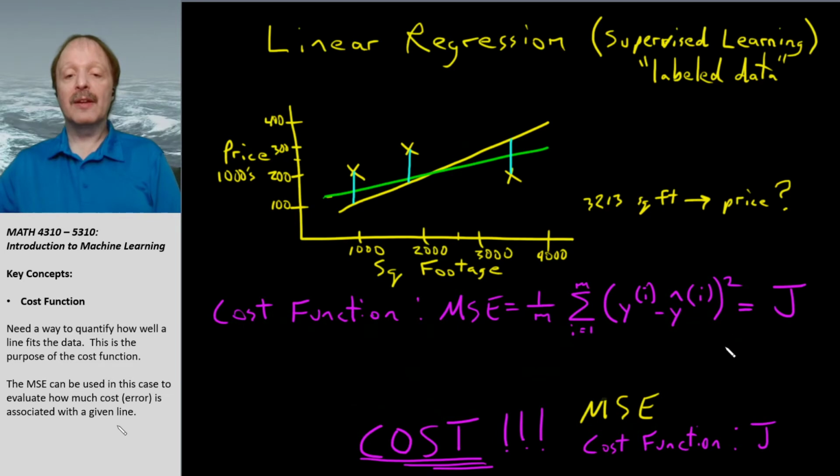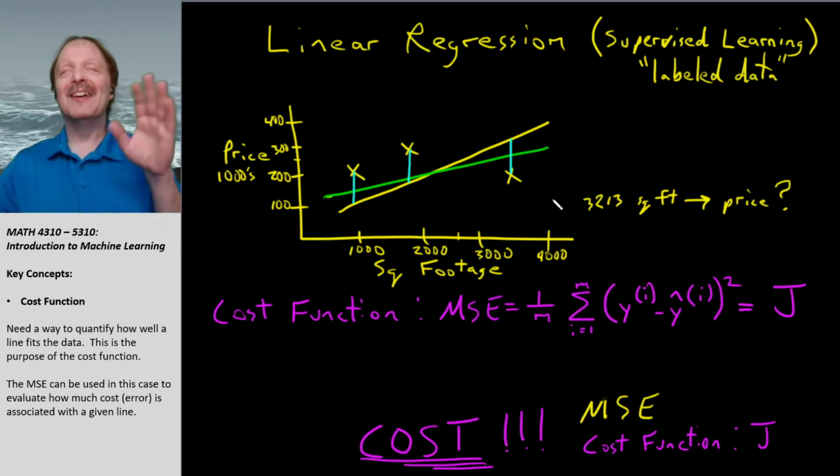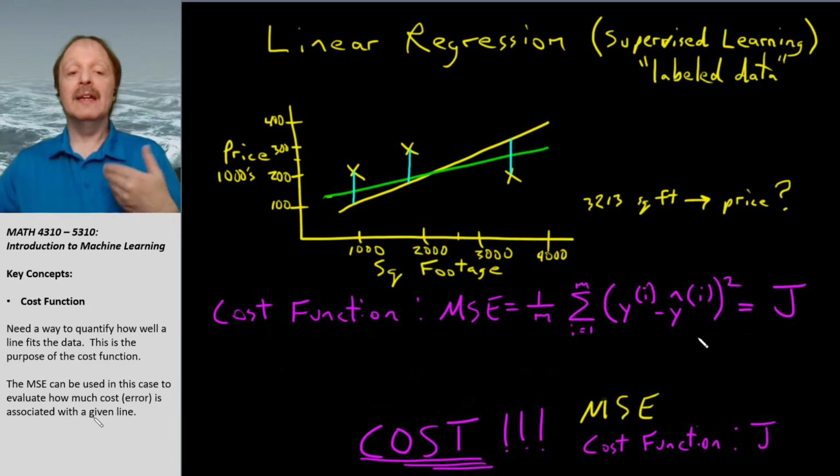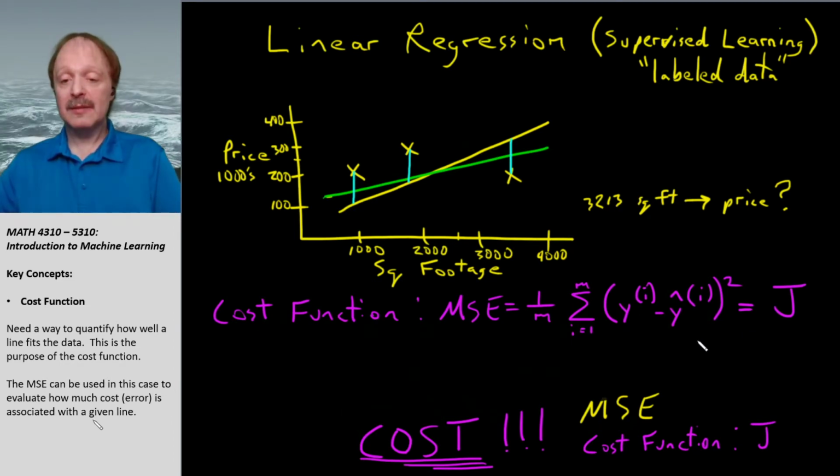Now, the cost function is how you estimate how well your model guessed when it made a guess. In our case, we're going to be making guesses on different lines through the data, and we're going to evaluate the cost associated with that guess. A high cost means it's a poor guess. A low cost means it's a good guess. So that's what we mean when we say cost function.